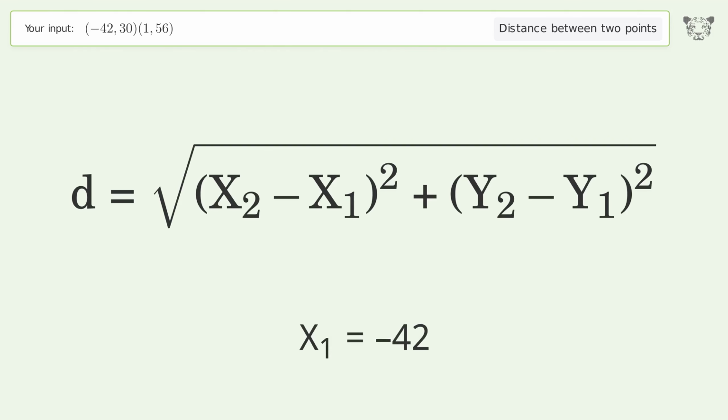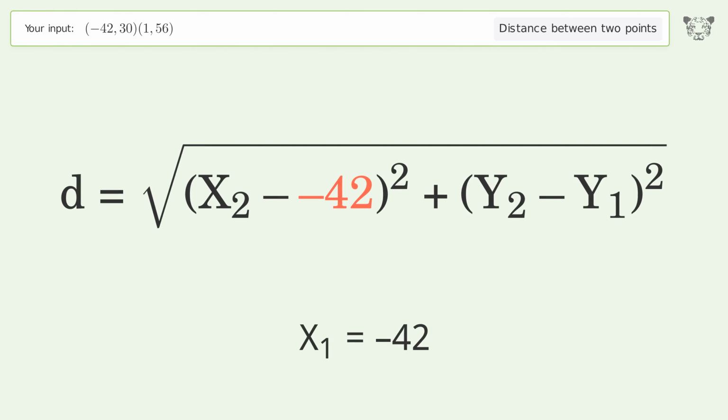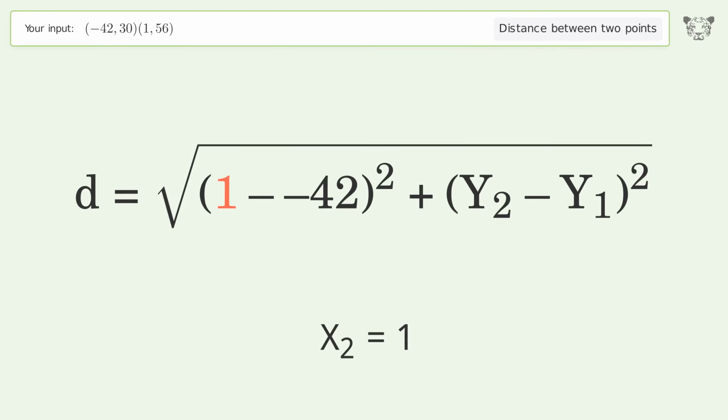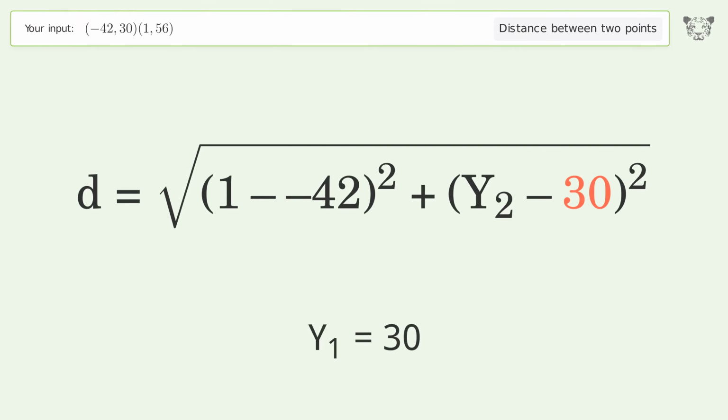x1 equals -42. x2 equals 1. y1 equals 30. y2 equals 56.